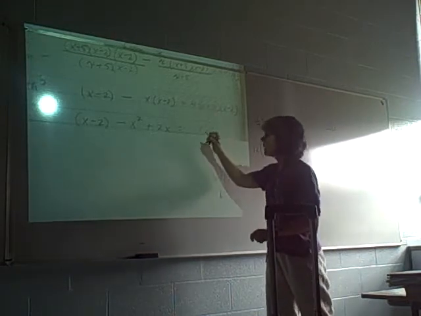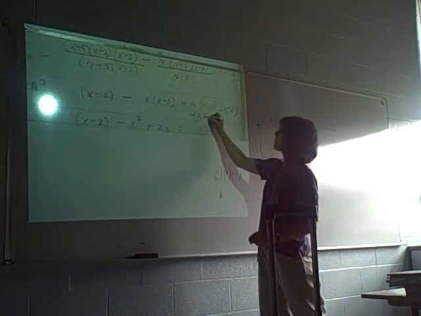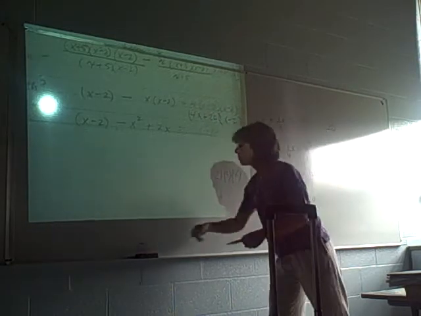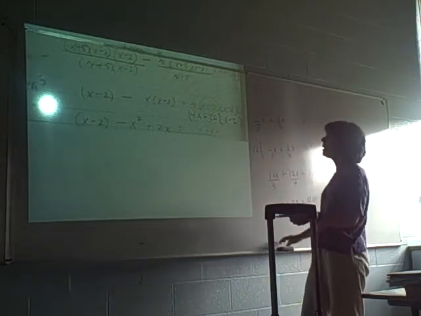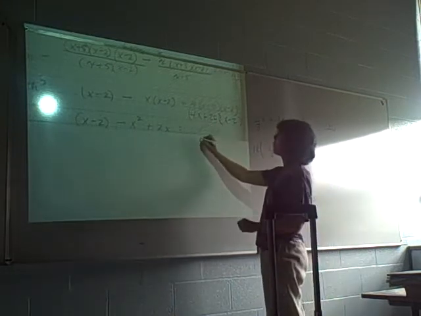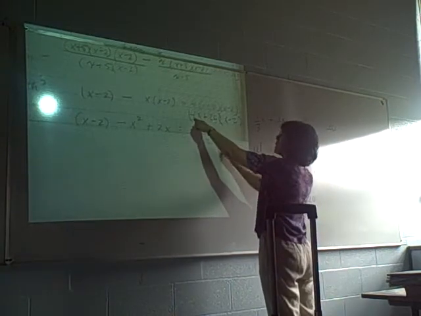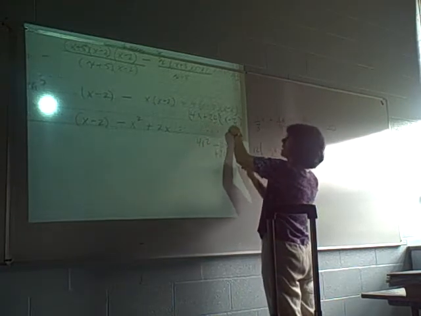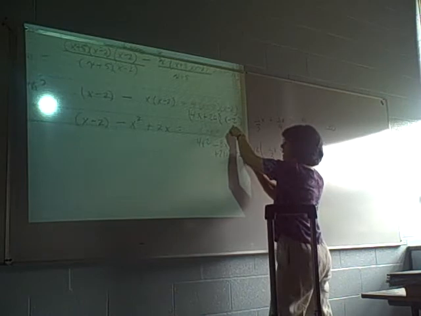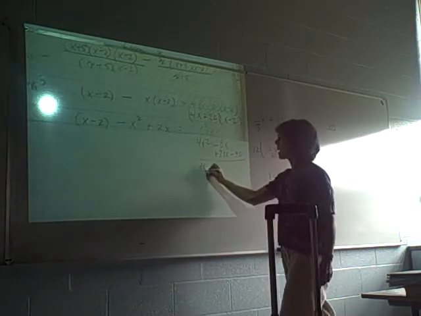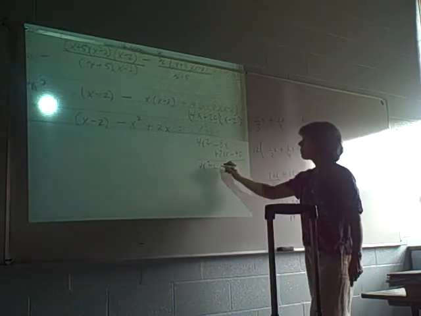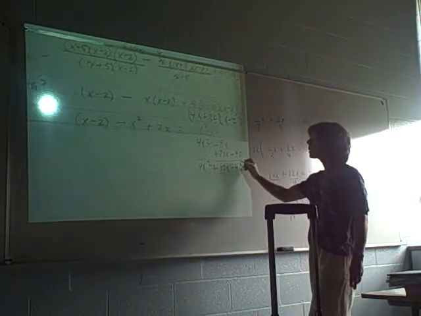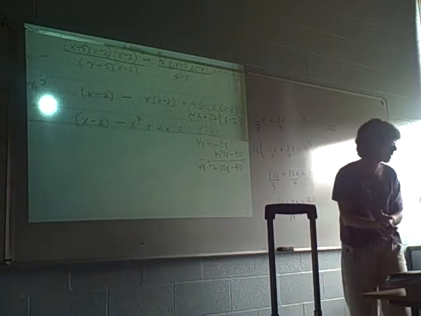So we have here 4x plus 20, and that's times x minus 2. So I'm going to have what? 4x squared minus 8x plus 20x minus 40. And that's going to be 4x squared plus 12x minus 40. And what do I have on the other side?